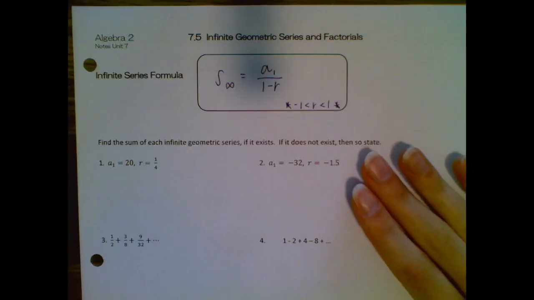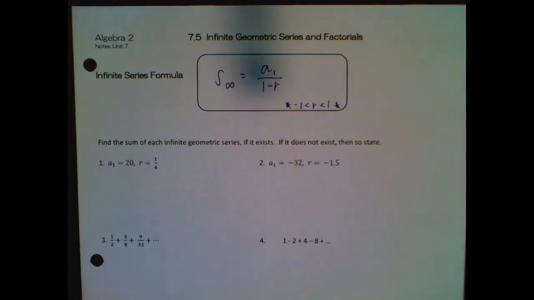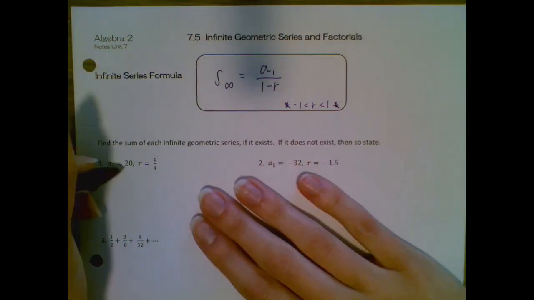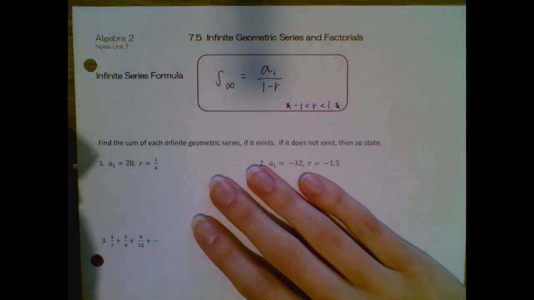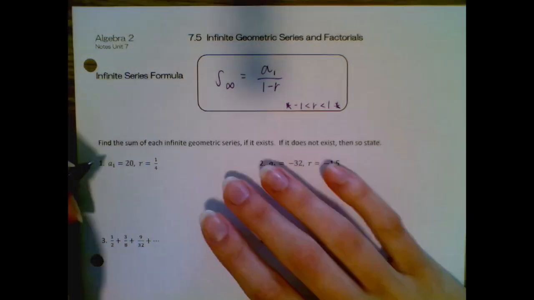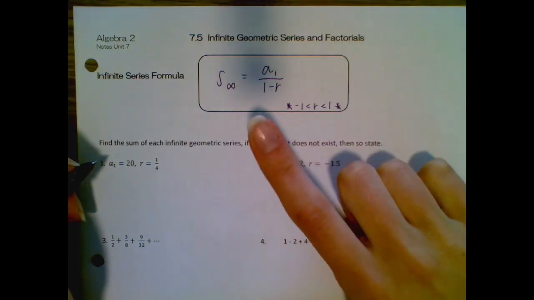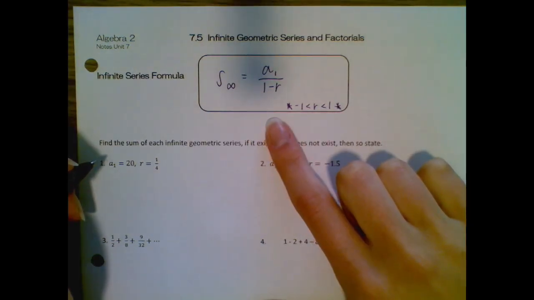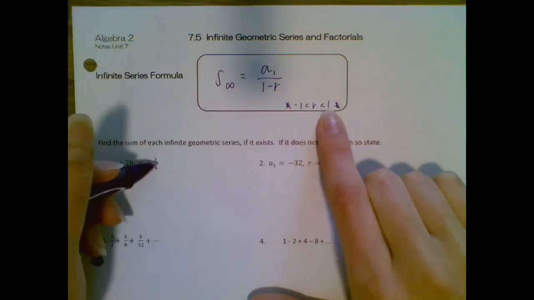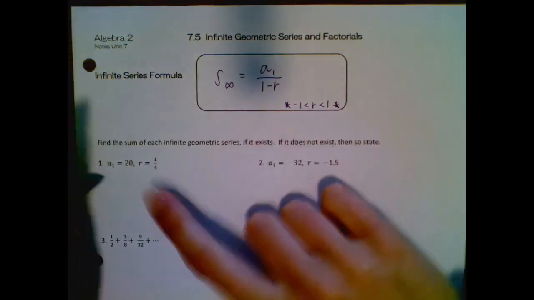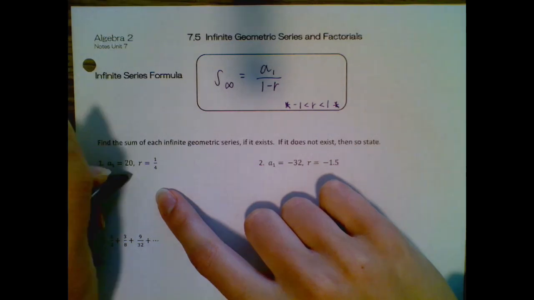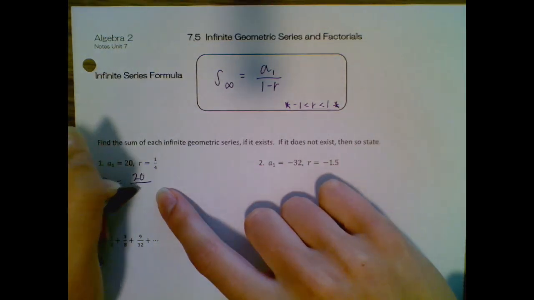That's the only thing we have to be careful about. All right? So let's get started here. It says find the sum of each infinite geometric series if it exists. If it does not exist, then state so. We've got a sub 1 equals 20, r equals 1/4. So we're literally just going to plug that in to this formula. This is going to exist because the r value is in between 1 and -1, so we can go ahead and find that sum. We're going to do 20 divided by 1 minus 1/4.